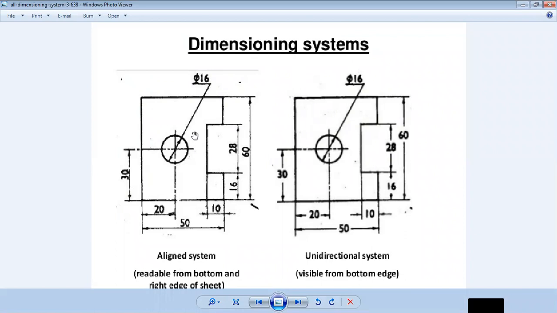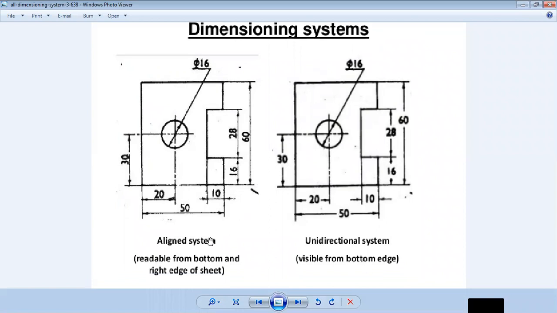Okay, so now we have two dimension systems. One is the aligned system and one is the unidirectional system. See the difference between the two. The aligned system is such that you need to view from two directions to see all the dimensions. First of all, you need to see from here to understand all the horizontal dimensions, and secondly you need to see from this side to see all the vertical dimensions. Are you getting me?